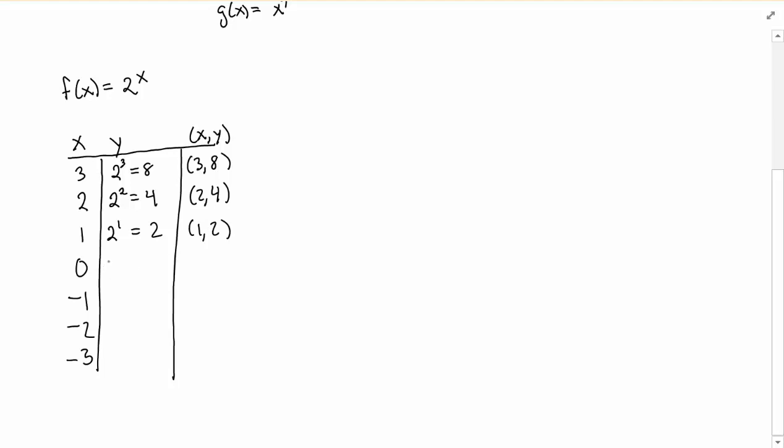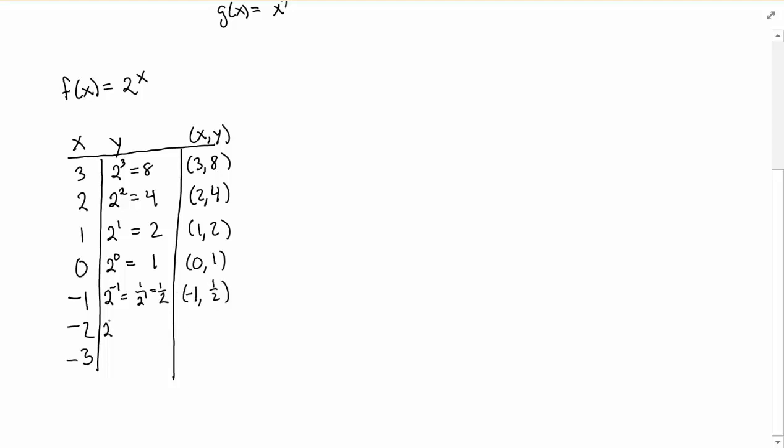For x is equal to 0, y is going to be 2 to the 0. 2 to the 0 is 1. Anything to the 0 is 1. So 0 comma 1 is a point on this graph. And let's see, for negative, so x is -1, so I'm going to have 2 to the -1. I'm better at evaluating positive exponents, so I'm going to slide that down to the denominator to make it a positive one. So this is a positive 1 over 2 to the first, which is 1/2, so -1 comma 1/2 is a point on that graph.